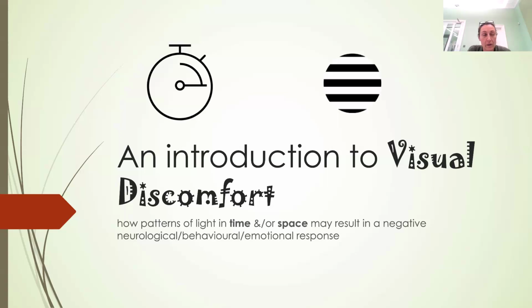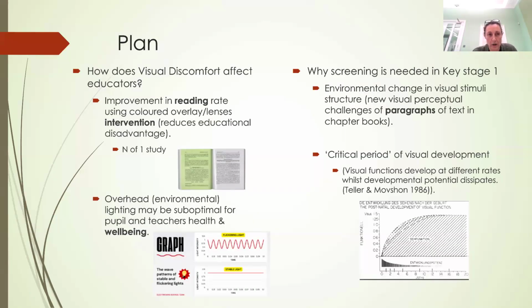So you might know of or be more familiar with patterns of light in time, so flashes of light causing discomfort and conditions like photosensitive epilepsy. I'm not going to talk about the flashing signal. Essentially, I'm going to talk about spatial signals, so patterns. So I'll discuss how visual discomfort affects educators.